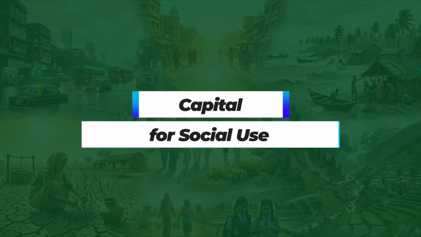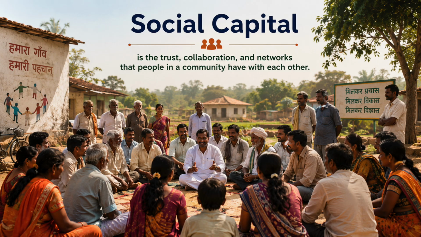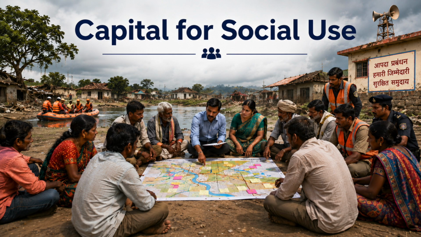Another concept is social capital. Social capital is the trust, collaboration and networks that people in a community have with each other. It's crucial to know how much cooperation or possible conflict there will be in a community during calamities, in order to assess risk and find strengths and weaknesses in disaster response.